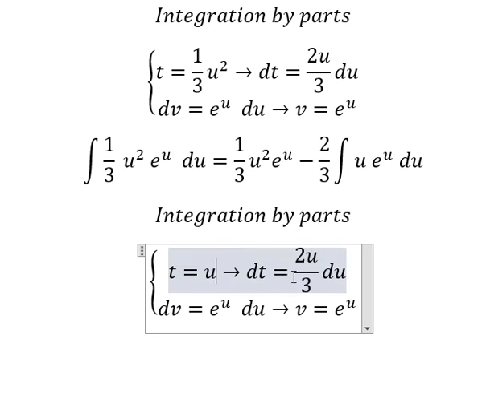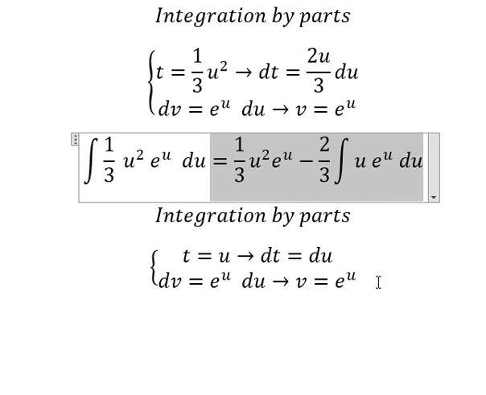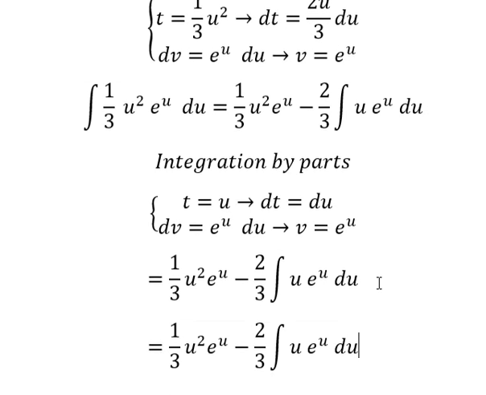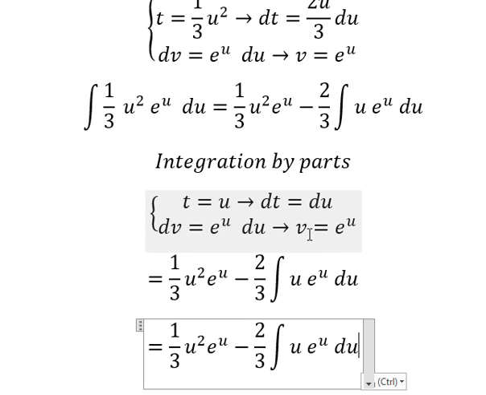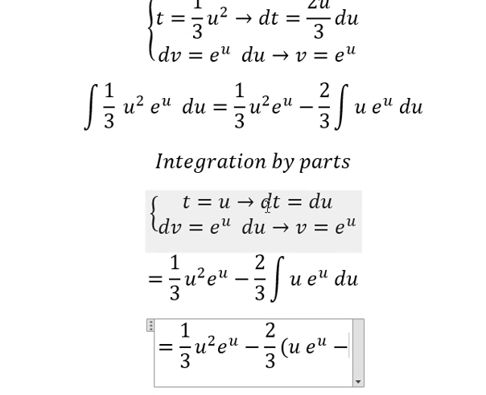u, and this one we have the u. So we have t multiplied by v minus the t multiplied by v.